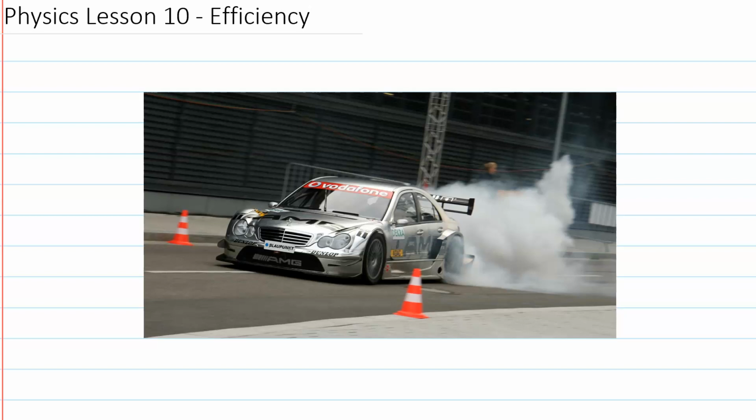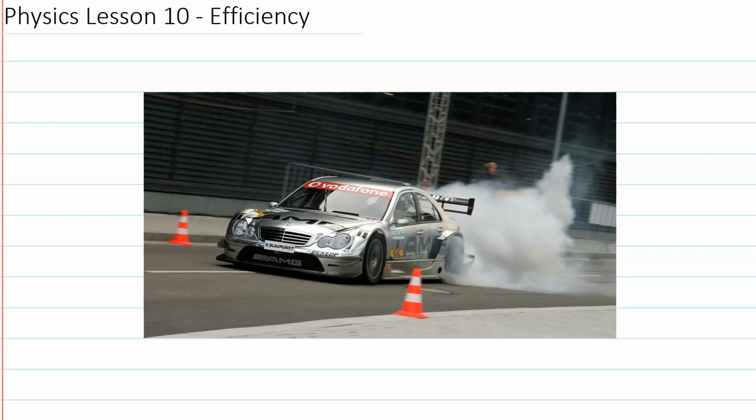This is lesson 10 in the physics unit, the last physics lesson of this COVID era, and we're going to talk about efficiency. And as an example of efficiency, we're going to take a look at this really fast car. And what's making it move? Well, it has a fuel tank, and fuel is a type of potential energy.